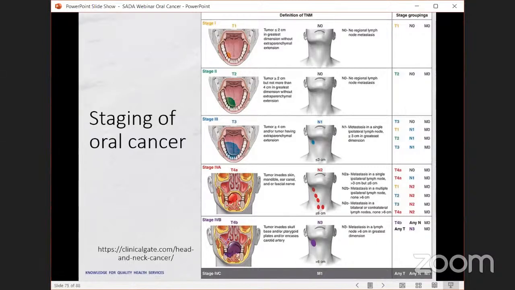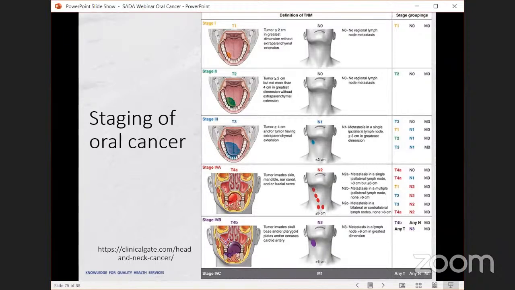And stage 4, the tumor has invaded nearby structures of the mouth, such as the jaw, sinuses, or skin of the face. If the cancer has spread to a lymph node, it is to only one node on the same side as the primary tumor, and the cancer is 3 centimeters or smaller. Cancer has not spread to other parts of the body. It could also be that the tumor may be small, or it may have invaded nearby structures, and cancer has spread to one or more lymph nodes, but none is larger than 6 centimeters.